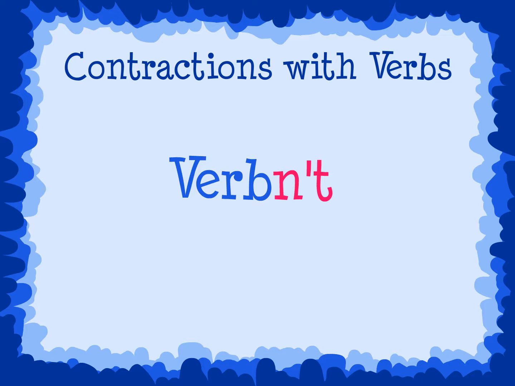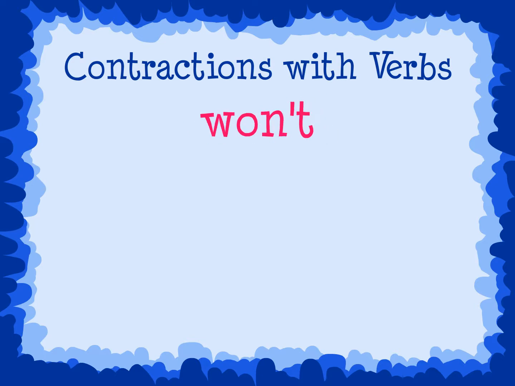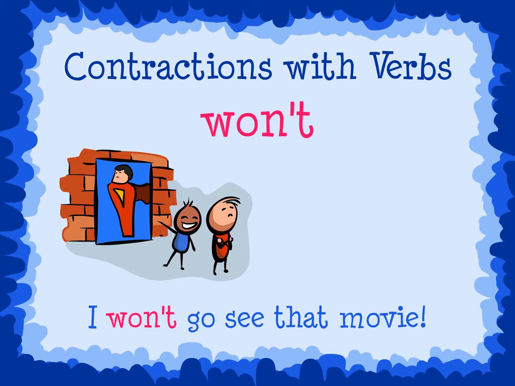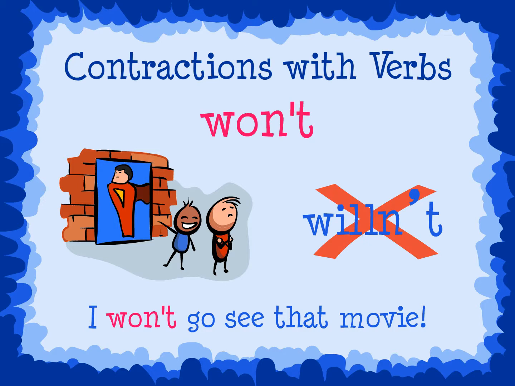There are two common uses where this is different. The first one is won't, as in I won't go see that movie. Won't is the contraction for the words will, not. It is not written as willn't. This is not correct.